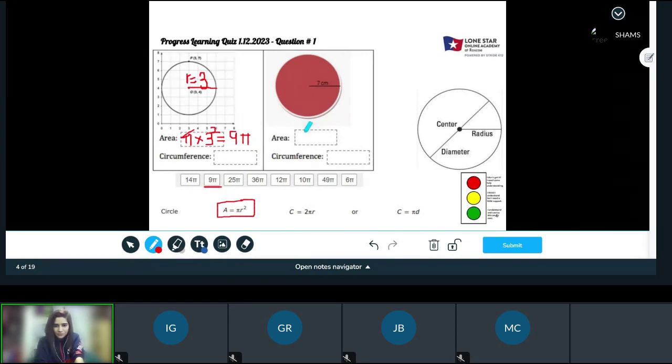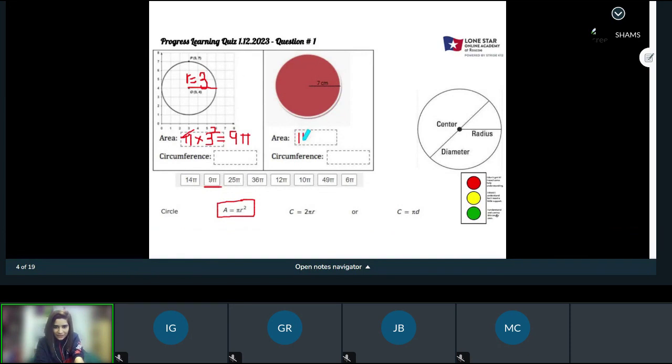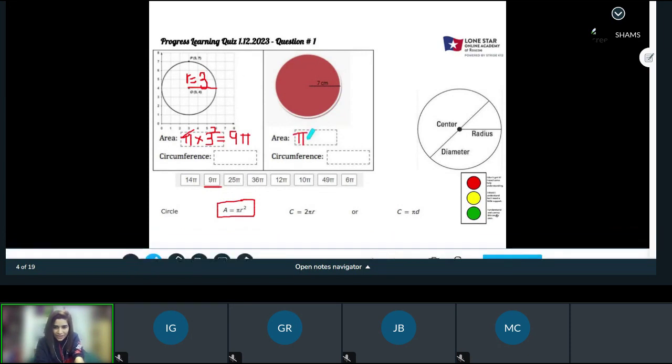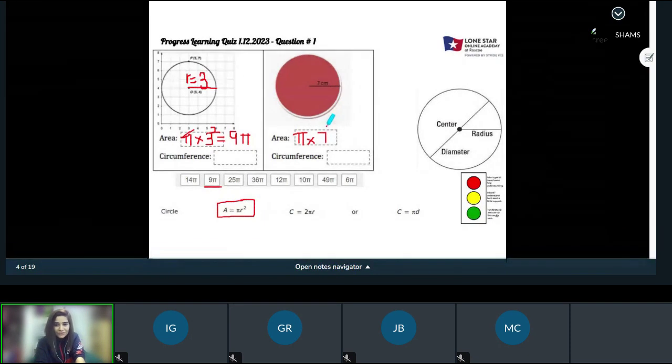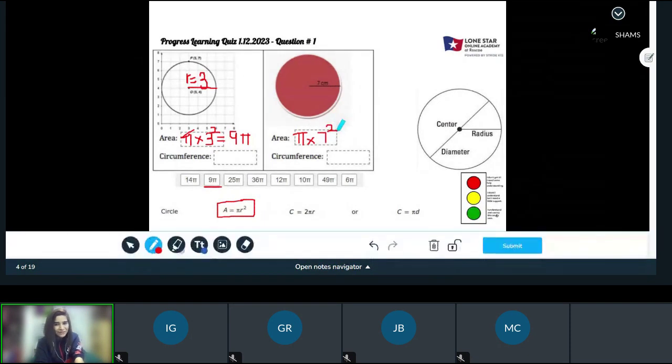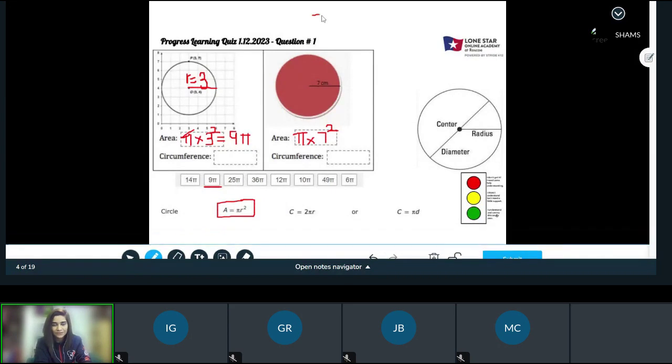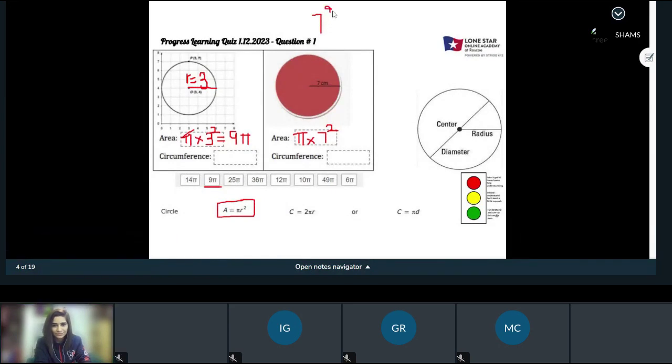Let's look at the brown circle. Radius is 7. So if you're finding area, I'm going to do pi times radius squared, 7 squared. 7 squared means 7 times 7. 7 times 7 is 49, right? Guess how the answer will look like. Please type in your slides and show me how much the answer will look like. Answer in terms of pi.